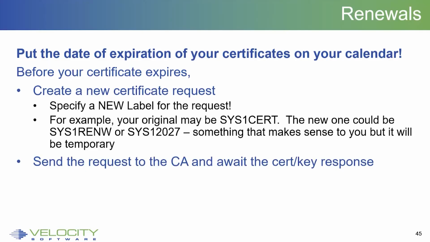You're going to want to specify a brand new label for the request. So for example, we've been using SysOne cert as our label. If you had used that yourself, the certificate in your database is labeled as SysOne cert. So the new request, you could name it SysOne renew or SysOne and then the date or something that makes sense to you. But it's going to be temporary. You'll send the request to the CA just like you did before, and the same actions will take place. They will validate it, and then they'll send you a response.